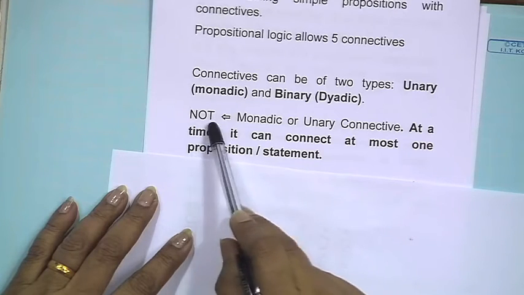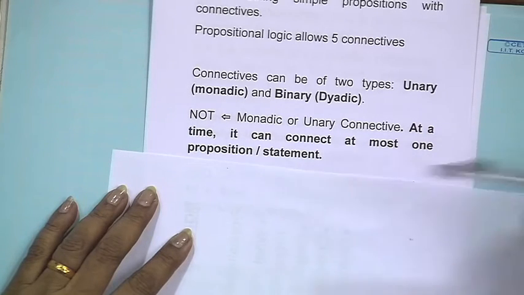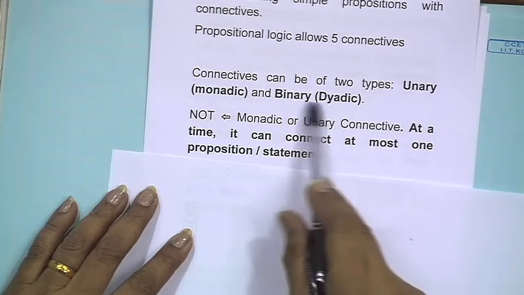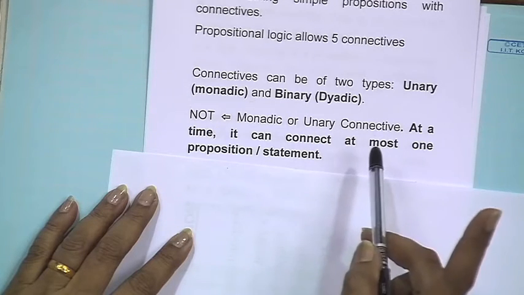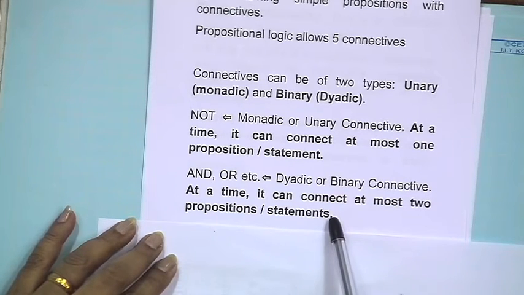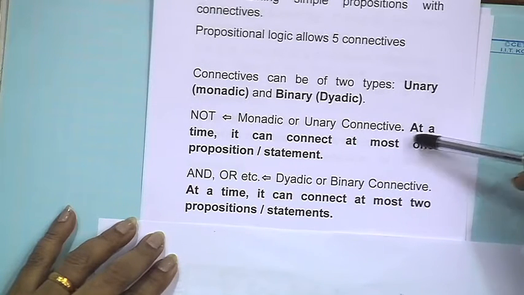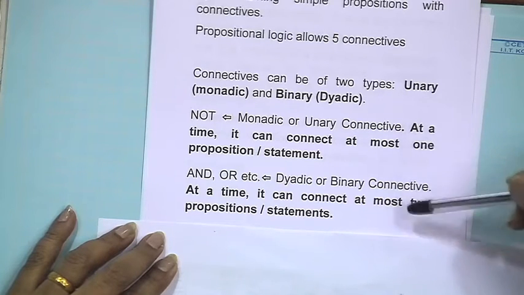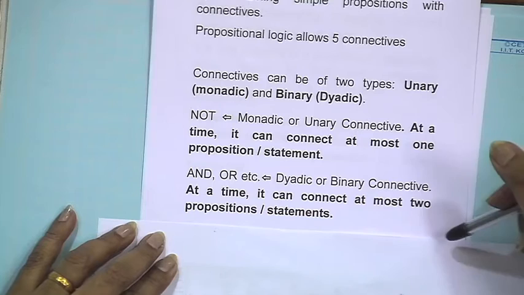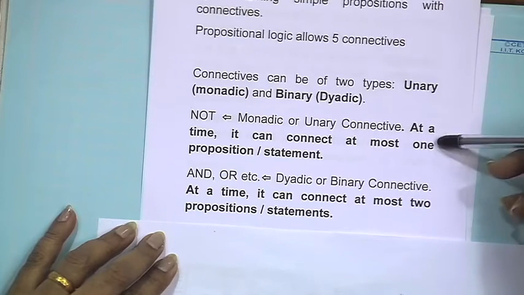One example of that would be not. You have the proposition and the not attaches itself to it, and you get a compound called not this. So, this is one kind of connective, which connects to only one proposition at a time, as opposed to the dyadic or binary connective, which connects at most two propositions or statements at a time. This kind of connective requires two. So, this is the broad classification that we need to remember as we go along, and we will see their functions when we go into details.